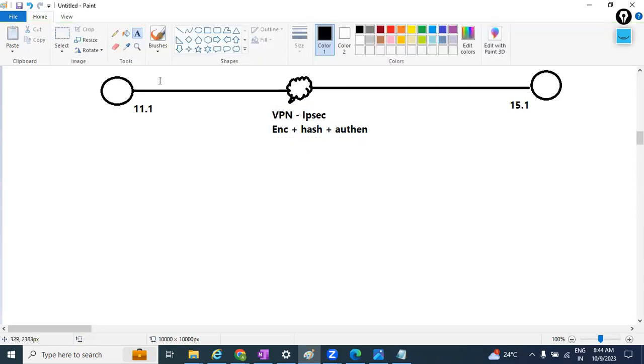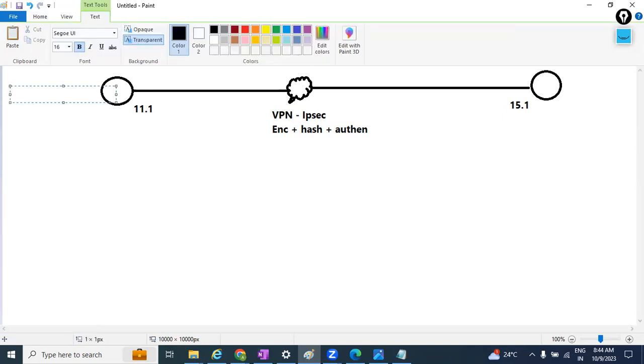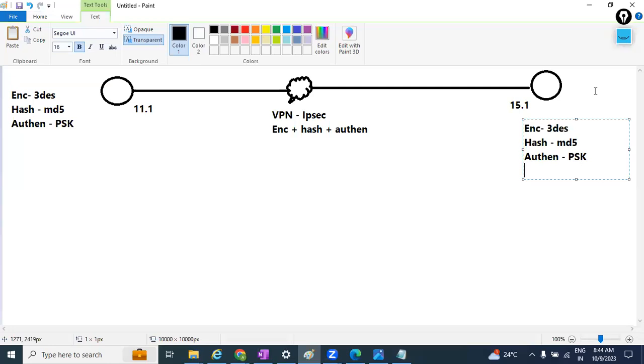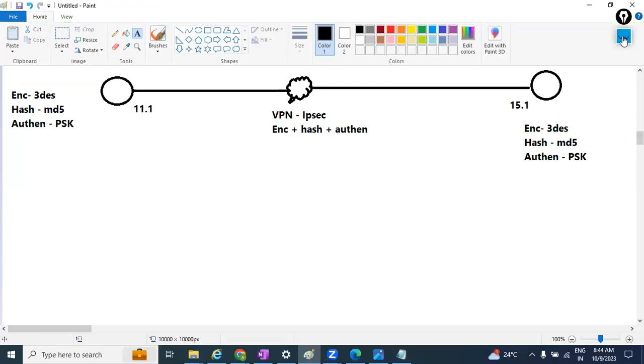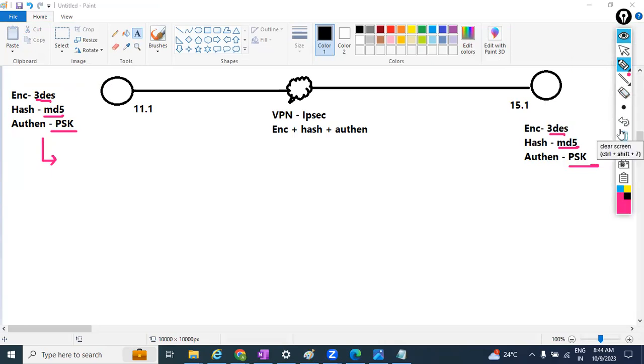So let's consider, as we have discussed earlier, during the cryptographic methods, in encryption, if I'm using 3DES here, in hash, if I'm using MD5, and in authentication, if I'm using PSK, we have to use the same things on the other side. That must be the same. In encryption also it should be 3DES, MD5, and PSK, and even the key must be the same.